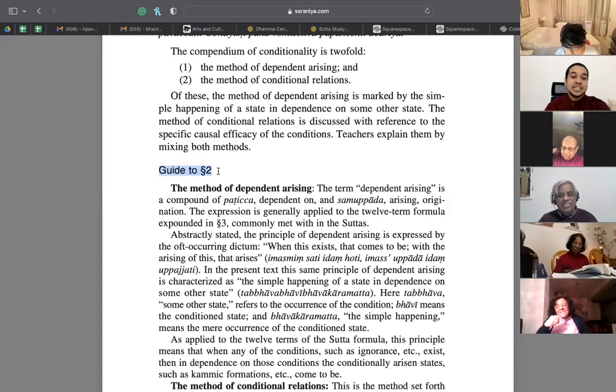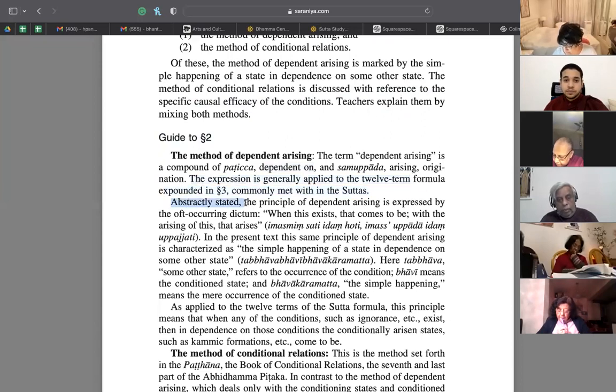All right. So, the method of dependent arising. The term dependent arising is a compound of paticca, dependent on, and samuppada, arising. Dependent on, arising. It arises dependent upon. Origination. The expression is generally applied to the twelve-term formula expounded in verse 3, commonly met with in the suttas.